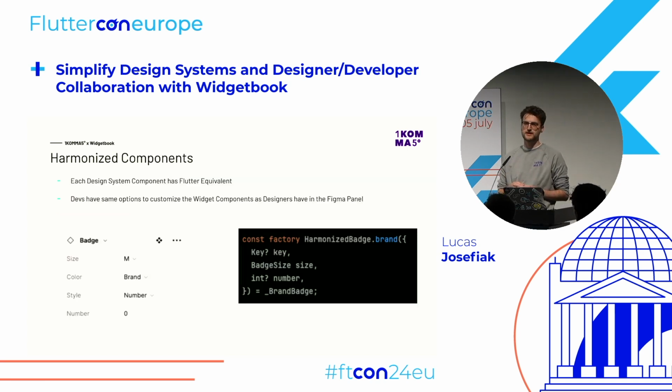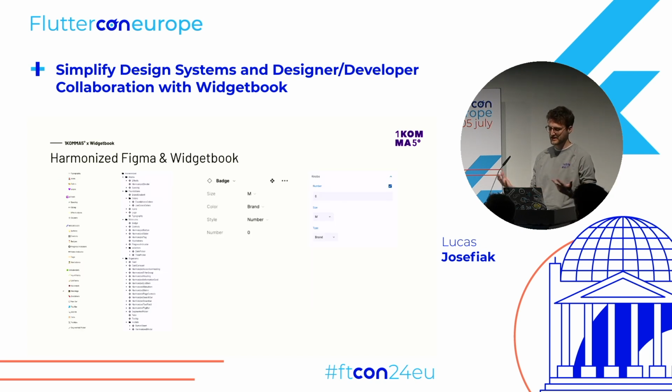So we are building all components ourselves. On the left side, this is the panel a designer would see, in this case for a badge, and they want to adjust this badge. They can change the size, the color, which is like a style, whether or not it has a number, and the number itself. And then we have the same API options. So we see the brand color style is in this factory constructor, and then we can adjust the size and the number, but nothing more. So we really make sure that we are building what the design team is doing. And so we are also harmonizing Figma and Widgetbook.